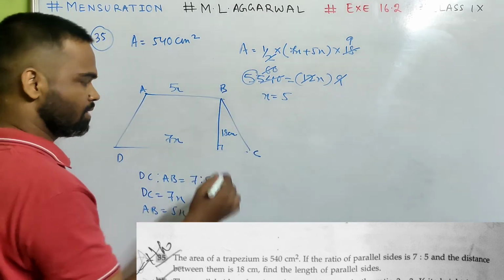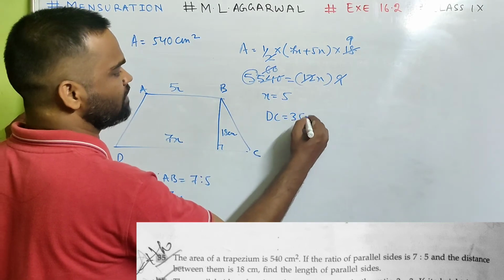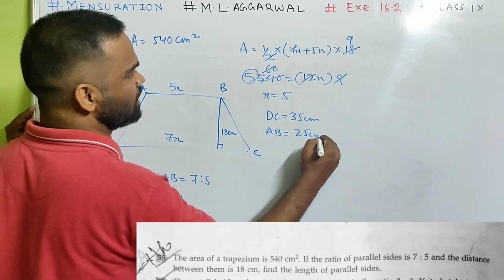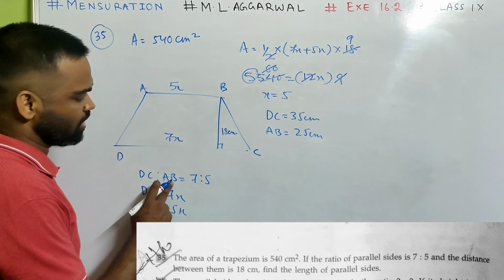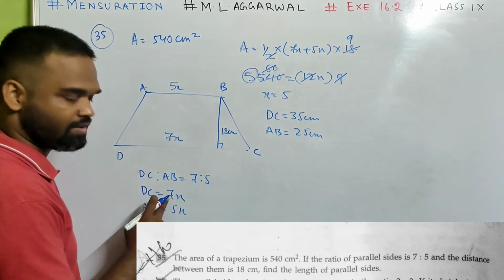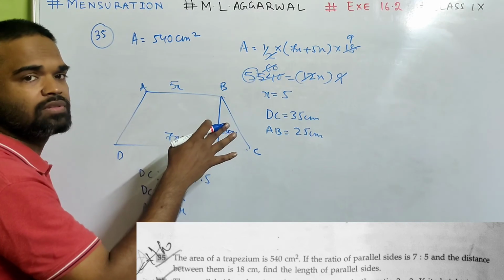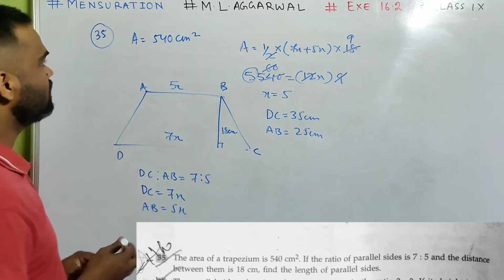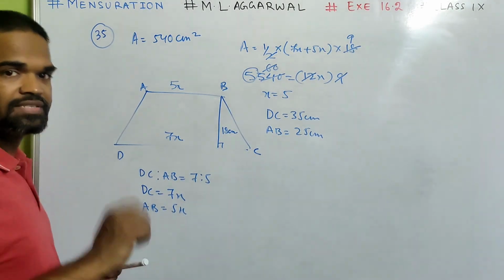Yes or no? So when x is 5, your DC is 7 5s are 35 centimeter and your AB is 5 5s are 25 centimeter. Just the concept of ratio: if DC to AB is 7:5, DC is 7x, AB is 5x, area was given, substitute the value in the formula, you'll get x. Done? Very easy. Now let us look at number 36.